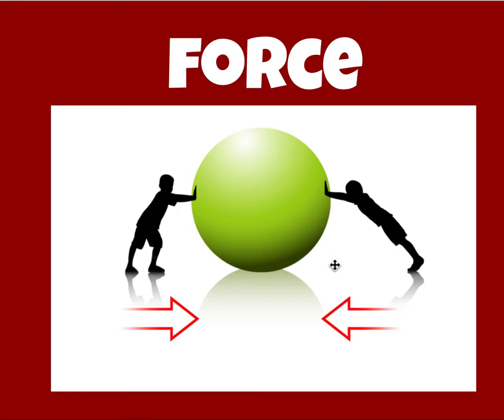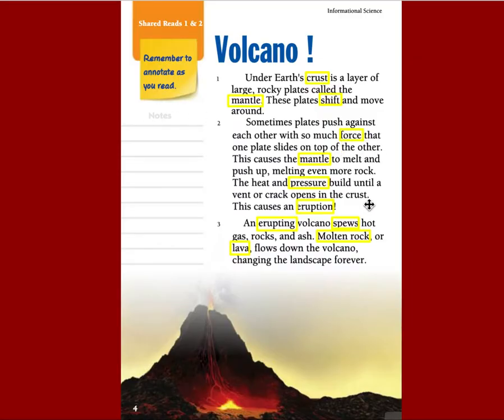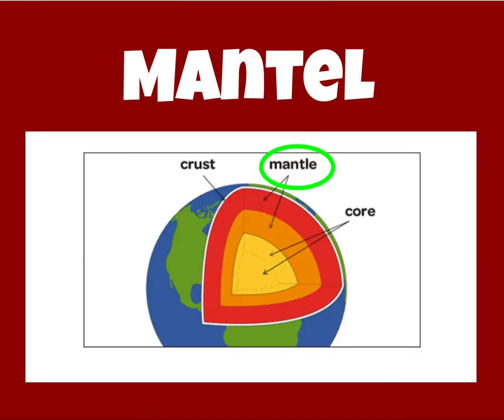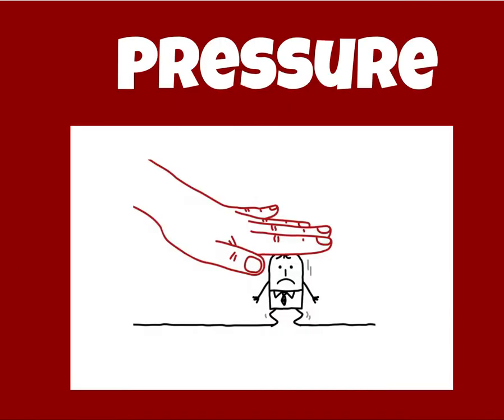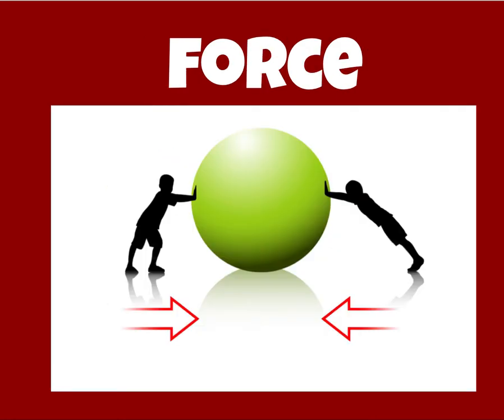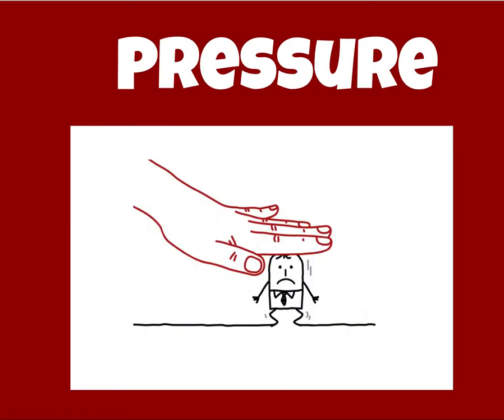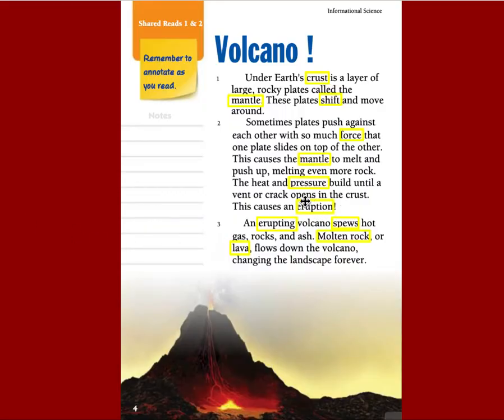Force is when you're pushing on something. Too much force or pushing can help change something as well. Then we have pressure. We have mantle again, but we already went over the mantle. Remember, the mantle is the inside of the earth. Pressure. What is pressure? Pressure is pushing as well as force. Force and pressure together make for something to be very uncomfortable. Putting a lot of force and pushing against something as well as putting pressure on something can cause this next part, an eruption.